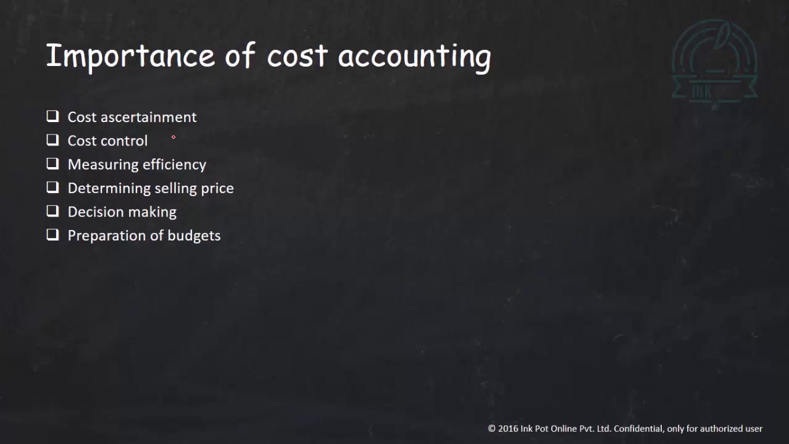Next is determining the selling price. If we have ascertained the cost, we can add a profit margin to it and determine the selling price. And then decision making: cost accounting also helps us in deciding whether we should make the product or whether we should buy the product. If we buy the product from an outside supplier, we can compare the cost of these two and take the decision accordingly. So cost accounting helps us in decision making.